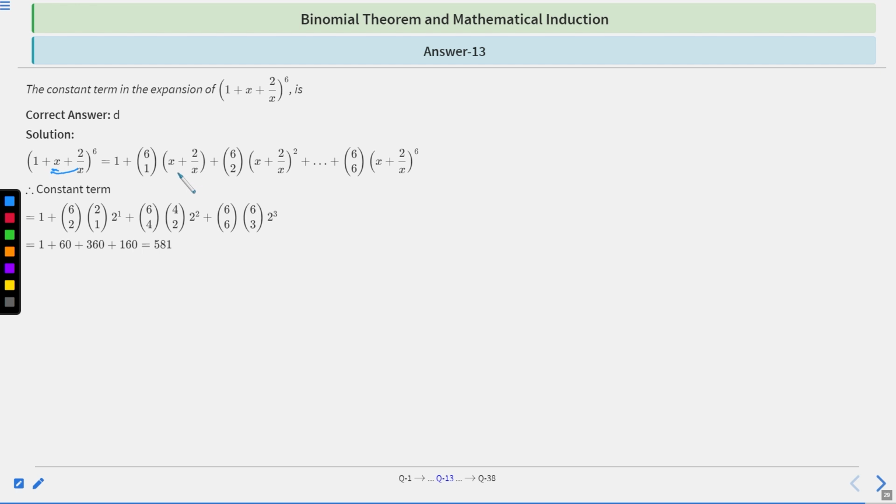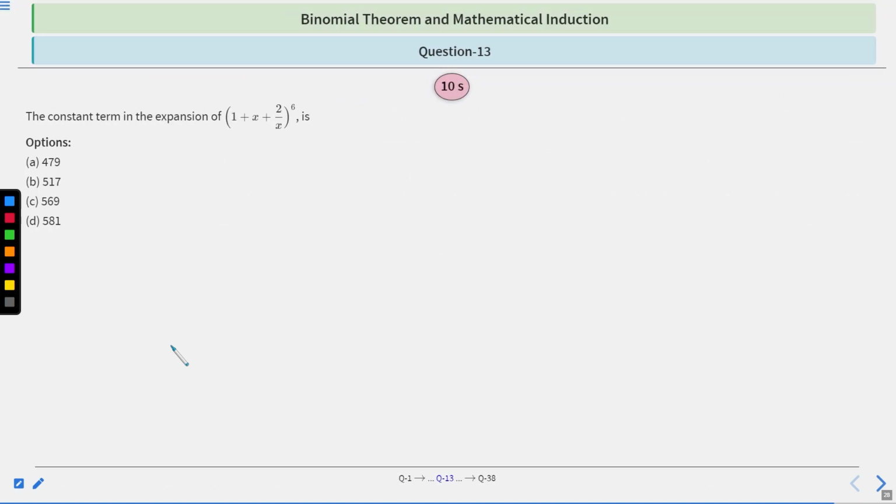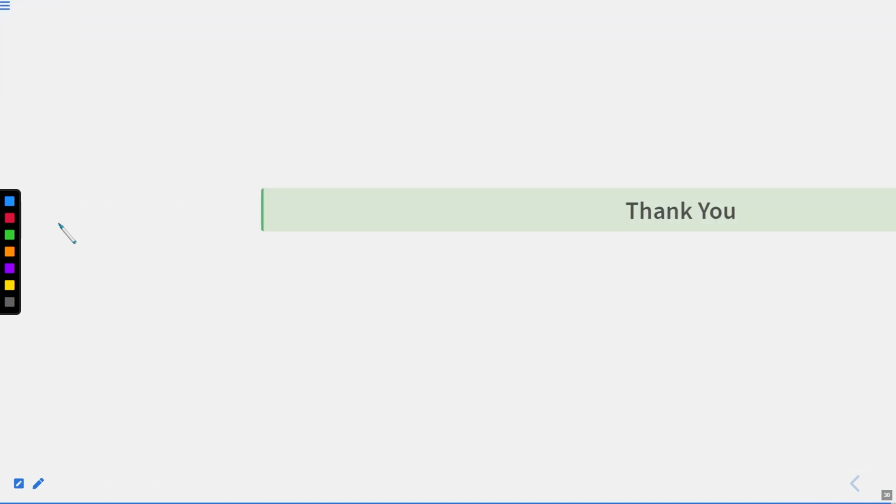See, the constant term in this can be calculated as 2c1 into 2 to the power 1, right? And the constant term in this can be calculated as 6c4 into 4c2 into 2 square, right? 6c6 into 6c3 into 2 to the power 3, like this. So it can be further simplified as 1 plus 60 plus 360 plus 160, and the summation of this will give 581 as the answer, right? So I think option D is the right choice. Okay, thank you.